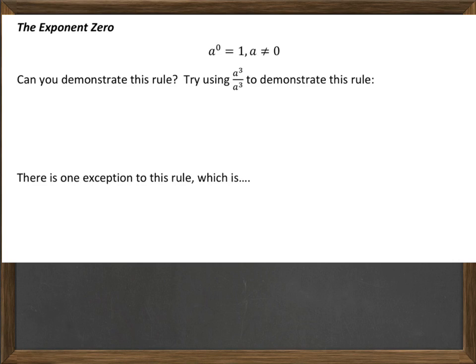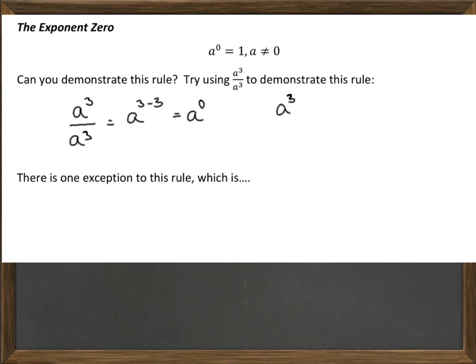the quotient rule. So remember, in a previous video, we learned that the quotient rule tells us that when we have something that looks like this, we can find the result by subtracting the exponents. However, 3 minus 3 is 0, so we get a to the 0 power.